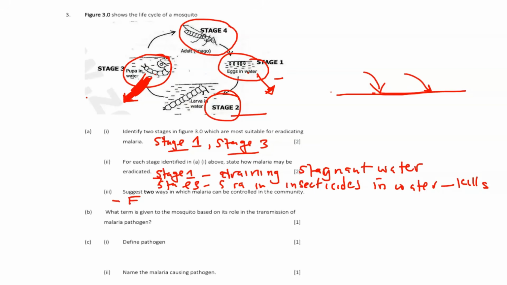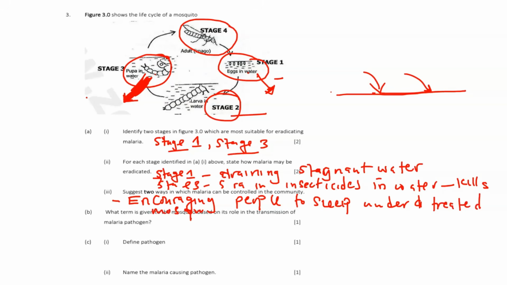So 1, encouraging or educating people, or community members, to sleep under a treated mosquito net. Okay, encouraging community members to sleep under treated mosquito nets. So that is one way. Then what is the other way that you can look at? What is the other way?